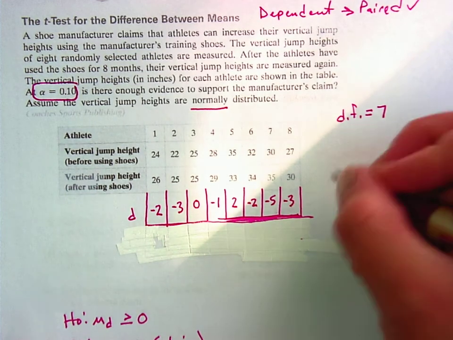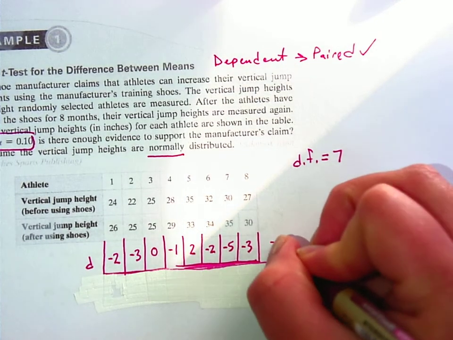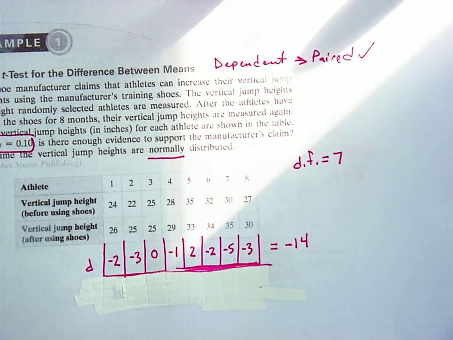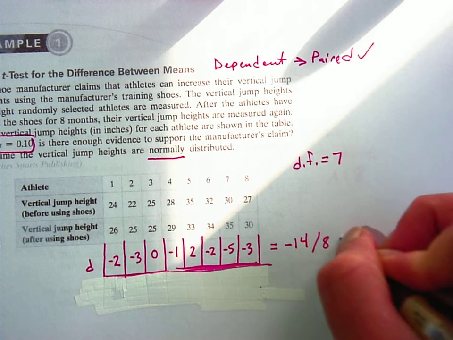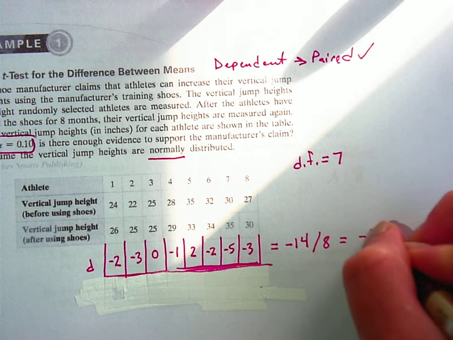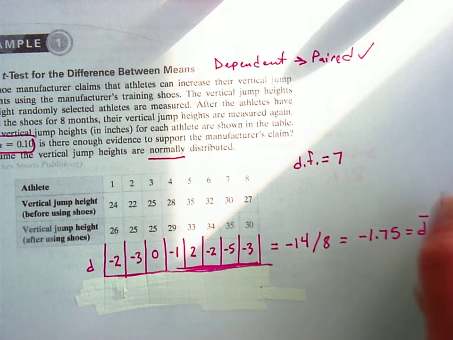Okay, so to figure out d bar, I'm going to need to add up all the differences and divide by how many I have. So if I add them up, I get -14. And then if I divide by how many I have, I get -1.75, and that is my d bar.